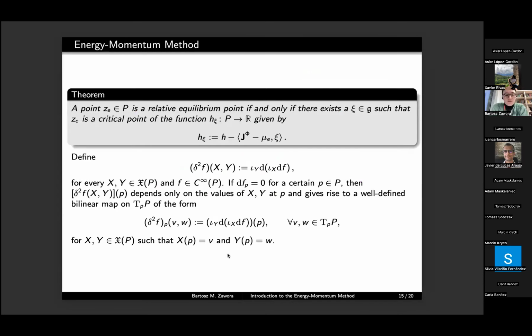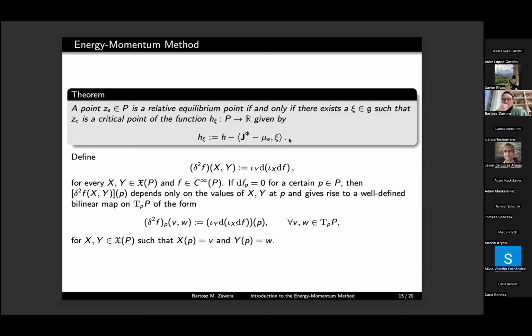And the core of the energy momentum method is this theorem, which allows for characterizing the relative equilibrium points. This theorem says that a point z_e is a relative equilibrium point if and only if there exists an element ξ in the Lie algebra such that z_e is a critical point of H_ξ, which is the extended Hamiltonian function, and is defined here.